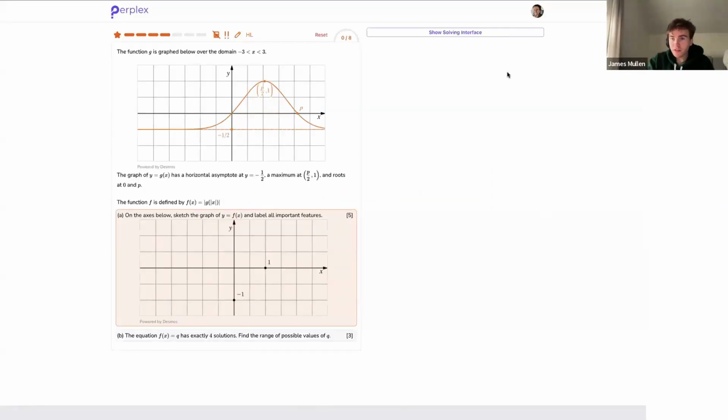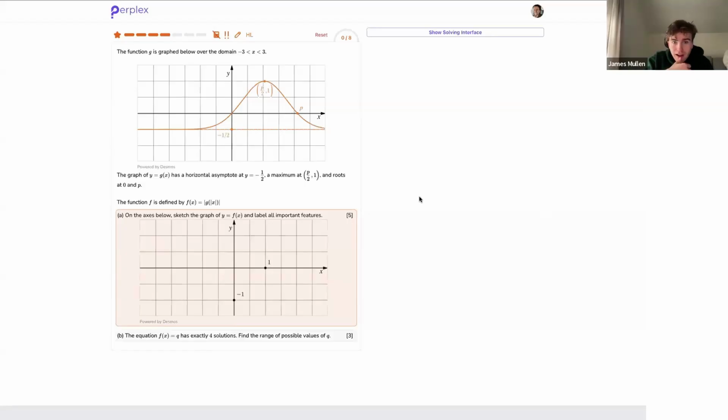Okay, we're going to start solving this now. So I'm given the graph of g, and I see that it has this bell-shaped curve with an asymptote at y equals minus 1/2, a maximum at pi/2 comma 1, and then an x-intercept at pi, okay?